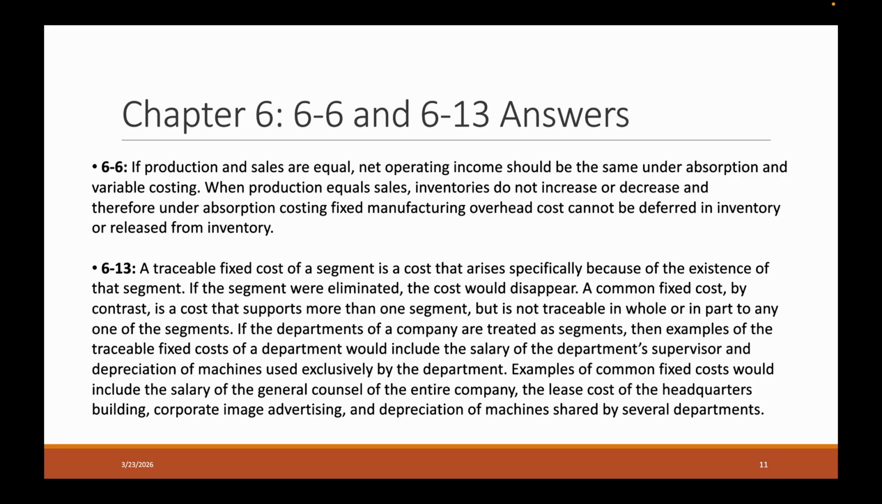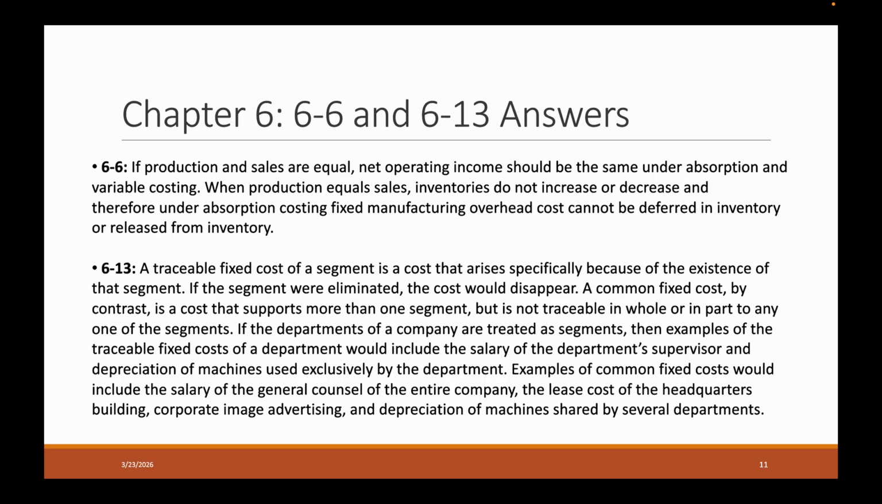All right, 6-6. We're going to be looking at the difference between absorption and variable costing. This is definitely going to be tested on the exam, so I'd know the difference between these two. For this question, if production and sales are equal, net operating income should be the same under absorption and variable costing. A little bit of a trick question.